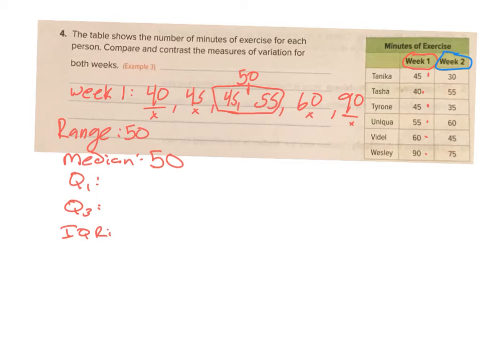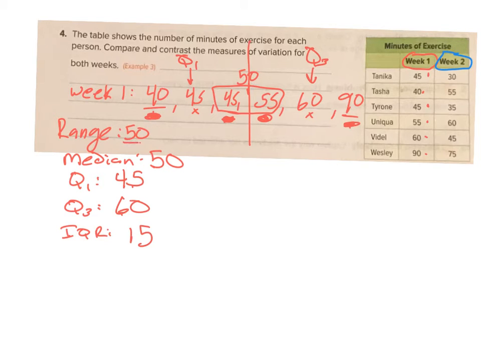Now I want Q1. I need to find the median of this first part. Take that away. I gotta do it differently. I'm going to say take that away, and I'm left with 45. Q1 is 45. Now on this side, I take that away, and then I'm left with this, which is my Q3. 60. And to get my IQR, it's 60 minus 45. And that equals 15.